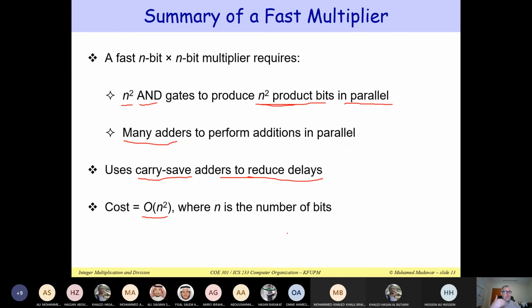So if you would like to look at the complexity of this fast multiplier, it is big O of n squared. Okay. So where n is the number of bits in the multiplicand and the multiplier. Okay, so the size, the area of the multiplier on the chip is going to grow quadratically, okay, with the number of bits, n squared.